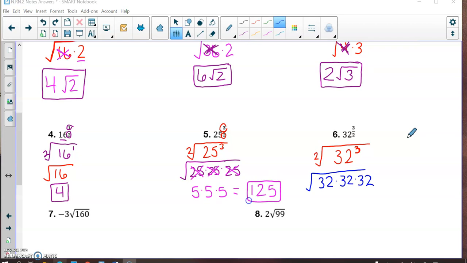That is my answer. So in number 6, we really have the square root of 32 to the 3rd power, which is the same thing as the square root of 32 times 32 times 32. I'm going to show you a different way to do this. Now, square root means we're trying to find a pair of identical numbers. Well, here's a pair of identical numbers here. So we can take one of those pairs out completely, and now I'm left with 32 times the square root of 32.